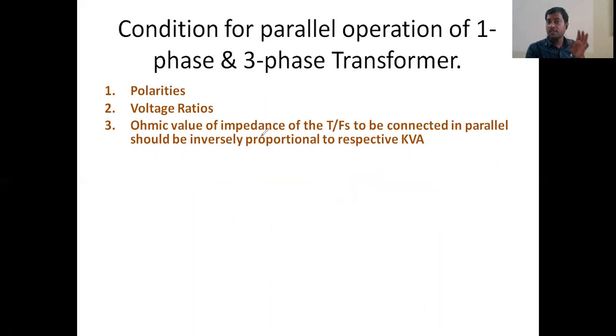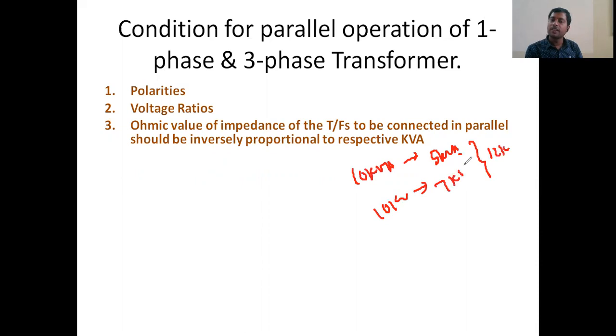So if you don't satisfy this condition, then what will happen? Load sharing will be different. Nothing but one transformer shares load differently. For example, the load is 12 kVA. This 10 kVA transformer shares 5 kVA, and another 10 kVA transformer shares 7 kVA. Nothing but this capacity is 10 kVA and this capacity is 10 kVA. So this transformer is sharing 5 kVA load, another transformer is sharing 7 kVA load. Like that, different types of load sharing will take place.